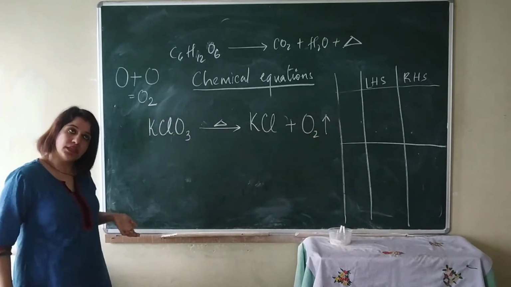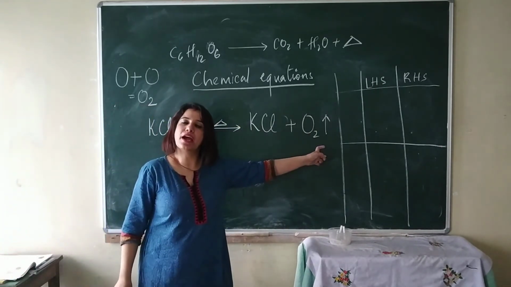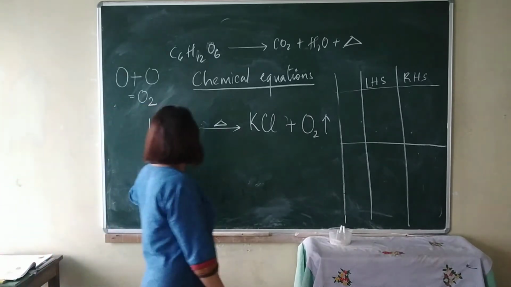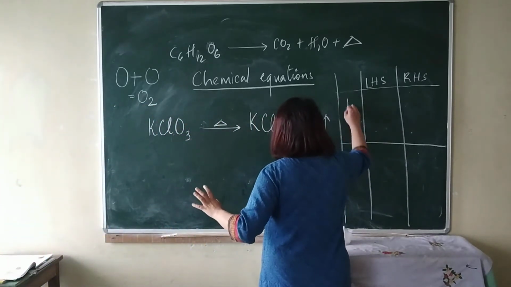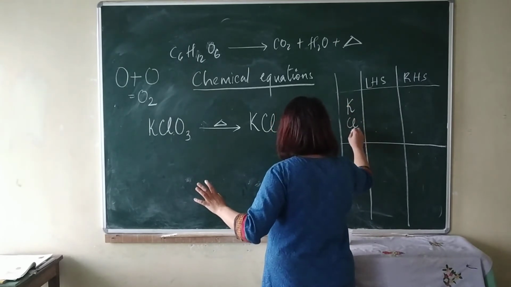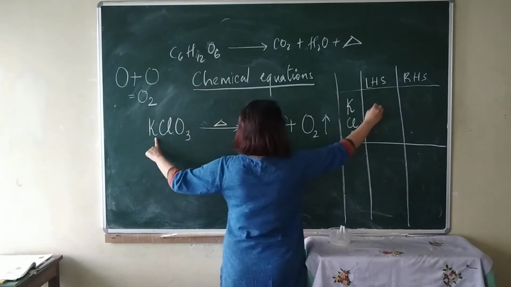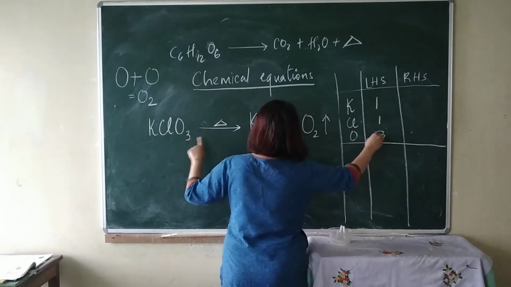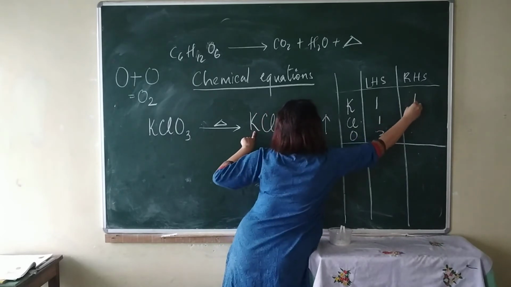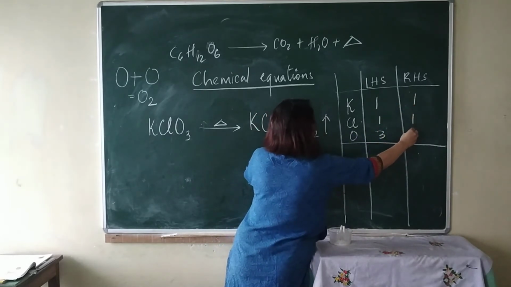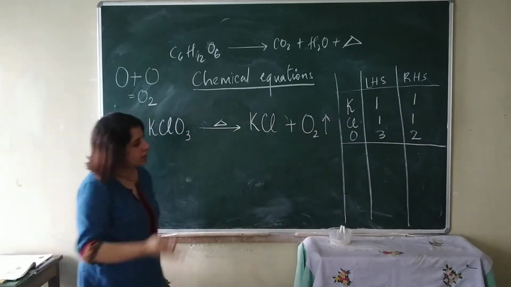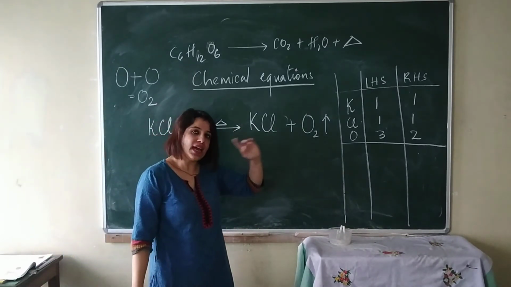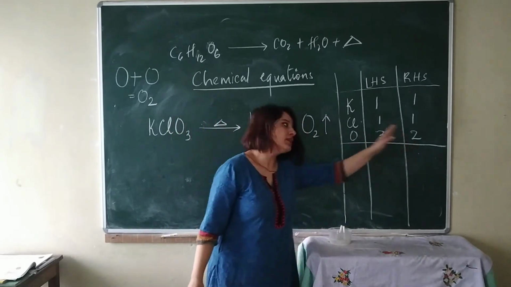Delta sign means heat is required. Upward arrow means it is a gas. Now here see, there are 3 elements: potassium, chlorine and oxygen. Potassium 1, chlorine 1, oxygen is 3. This side potassium is 1, chlorine is 1, oxygen is 2. Again, what is not balanced? Oxygen. And it is less towards the right hand side because this is 3 and 2 here.